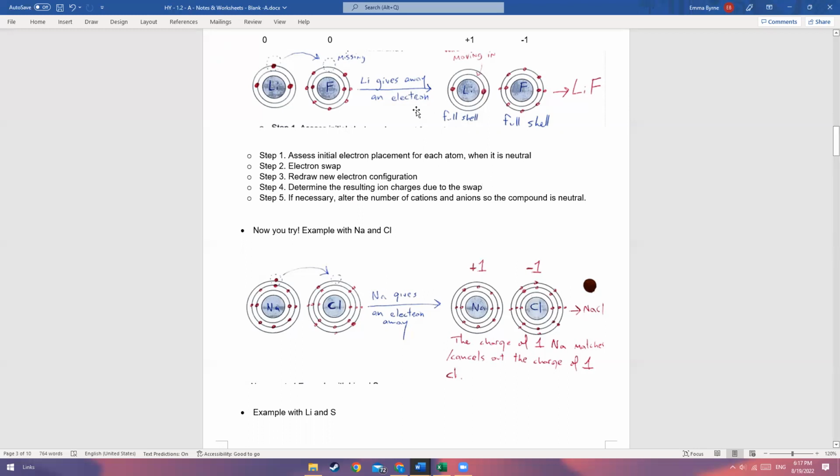And very similar to the previous problem, if you just have a +1 and -1 charge on both of these atoms, you only need one of each to cancel out and create a neutral compound, NaCl, sodium chloride. So this one's very similar to the first one. And in the next example, the importance of step 5 will really be emphasized. So take a moment, pause the video, try to work through lithium and sulfur.